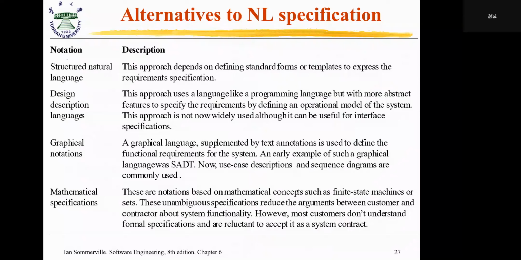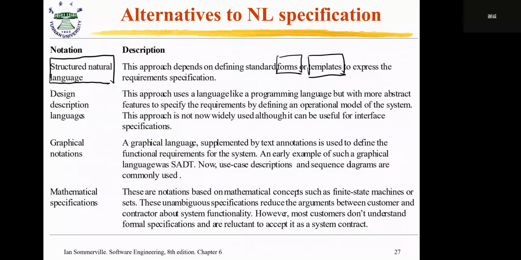The first one is structured natural language, meaning a structured language. This approach depends on defining a standard form or template to express the requirement specification.